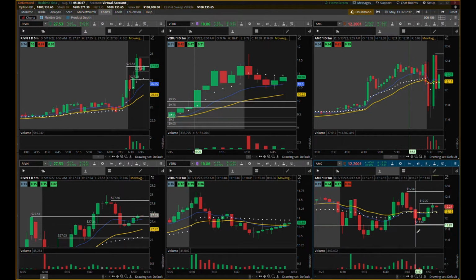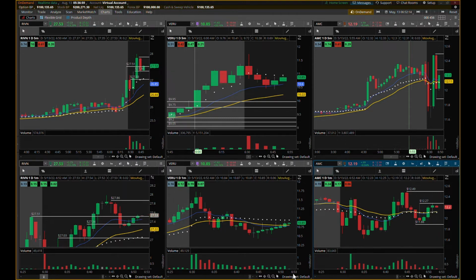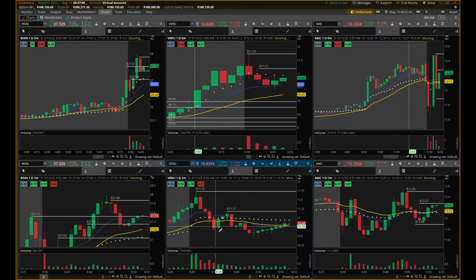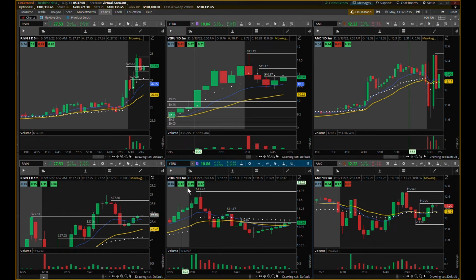The low. This is just slowly moving its way up. I want to watch this. This looks interesting. It really does. Veru looks really interesting here. Look at this, you got all this resistance here. It's trying to get over all that. Let's keep an eye on Veru.